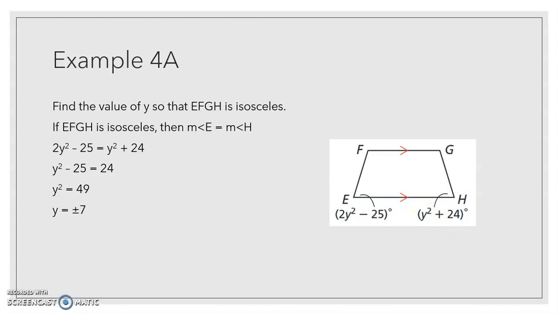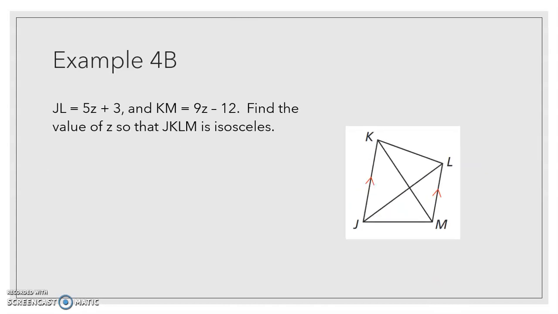So let's do another example to make sure you have that. So in example 4B, they've told us that JL is 5z plus 3. They've told us that KM is 9z minus 12. And they want you to figure out what z needs to be to turn this into an isosceles trapezoid. So pause this video, look at your facts, and see if you can figure out what z needs to be.